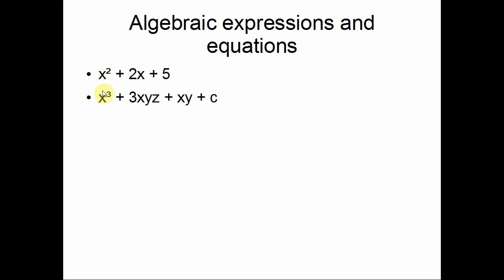This is another example. So you have x cubed plus 3xyz plus xy plus c. So in this case, you see that all the terms are variables. This is an algebraic equation. Anywhere you have an equal to sign means that it stands for an equation. So let's say that the first algebraic expression equals the second algebraic expression. This is called an equation.